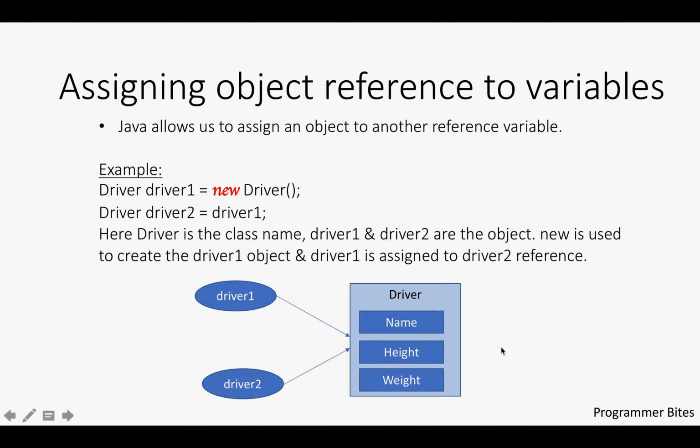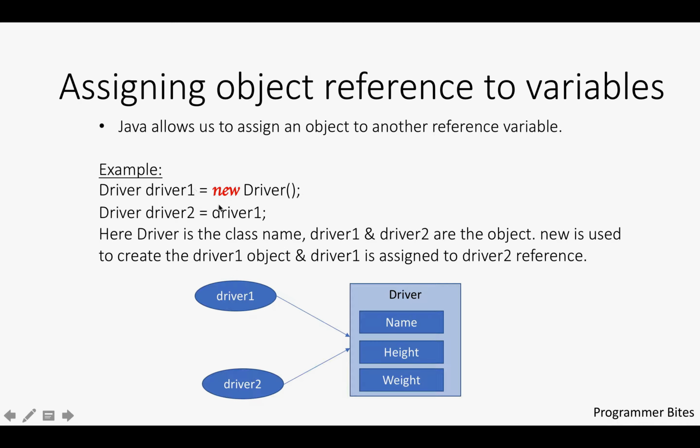Assigning object reference to variables. Java allows us to assign an object to another reference variable. Example. We created the driver1 object for the Driver class using the new operator. Now driver1 points to the Driver class.